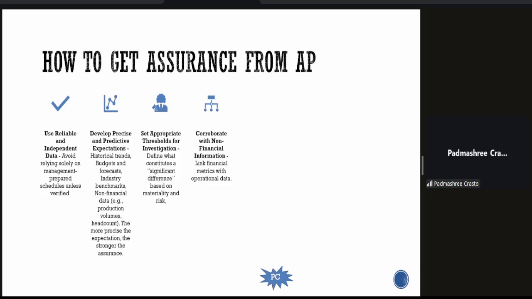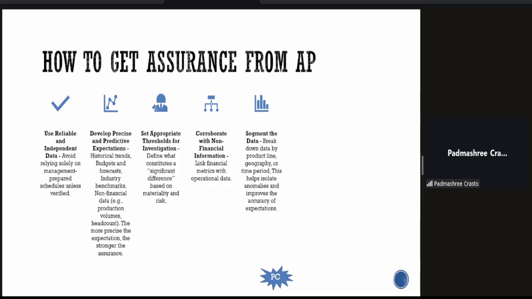Link financial metrics with operational data. So there may be goods movement that is linked with it. There can be GST regulation that can be a trend for it. There can be some acquisition that is ongoing, that can be a trend for it. So link all the financial and non-financial data together to derive your overall conclusions.